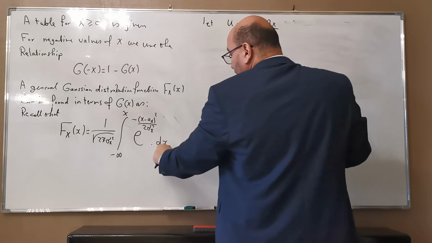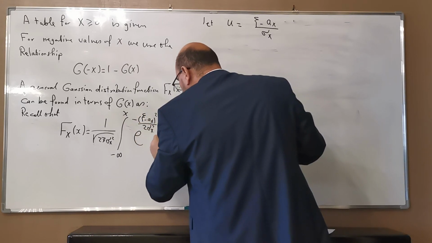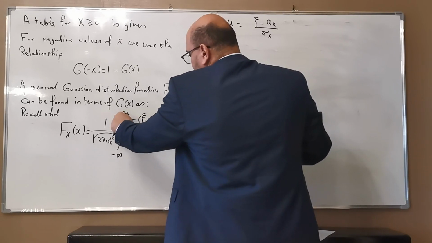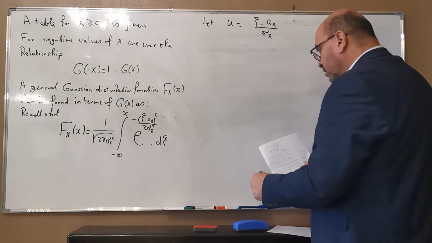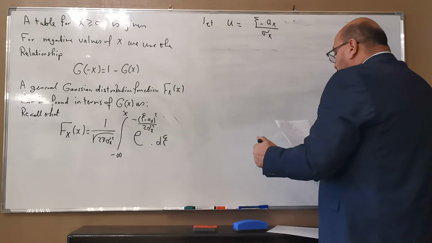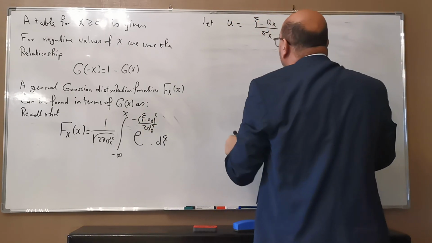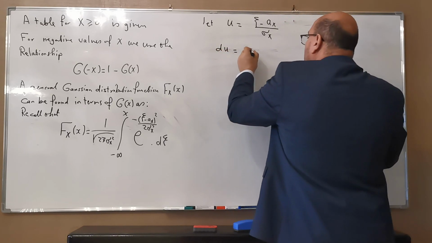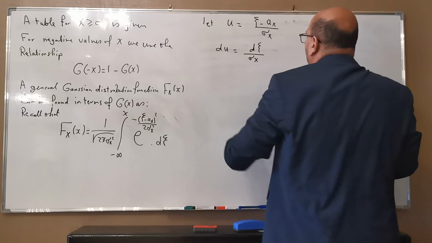Sorry about that. We have to put the dummy variable here. Because the upper limit is x, we have to integrate with a dummy variable, then we substitute the upper limit, so you end up with a function of x. This is how we learned that from mathematics, actually. Use a dummy variable for integration if the upper limit or the lower limit is the function of x that we are looking for. Okay, so we substitute u for z minus ax divided by sigma x. So du is equal to dz over sigma x.